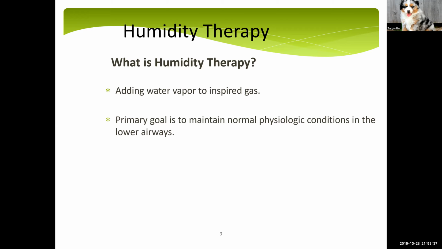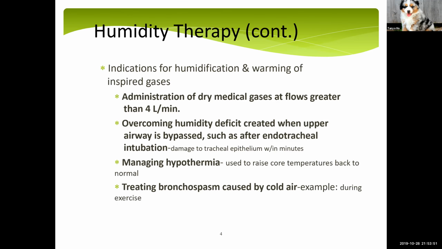So you want to add humidification to people who have high flow rates or their upper airways bypassed entirely. Anyone who has thick secretions, you'll want to add humidification. Okay, so here are your indications, and I kind of just talked about this, but the indications are anyone who has dry gas at flow rates of greater than 4, you'll want to add humidification. Even if they have flow rates less than 4, but they're telling you that they have a feeling of dryness, their nose is dry or whatever, you'll add humidification.